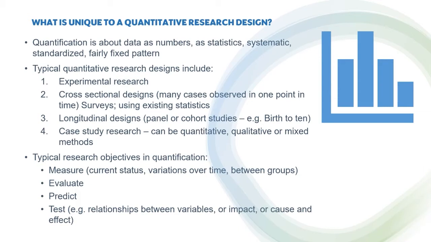Our typical quantitative research designs would include experiments, cross-sectional studies, many cases observed at one point in time, like surveys, or using existing statistics. Maybe I want to look at unemployment statistics for the youth, and I'm using statistics that were gathered by Stats South Africa. Then I'm using existing statistics, and I'm still quantifying it.